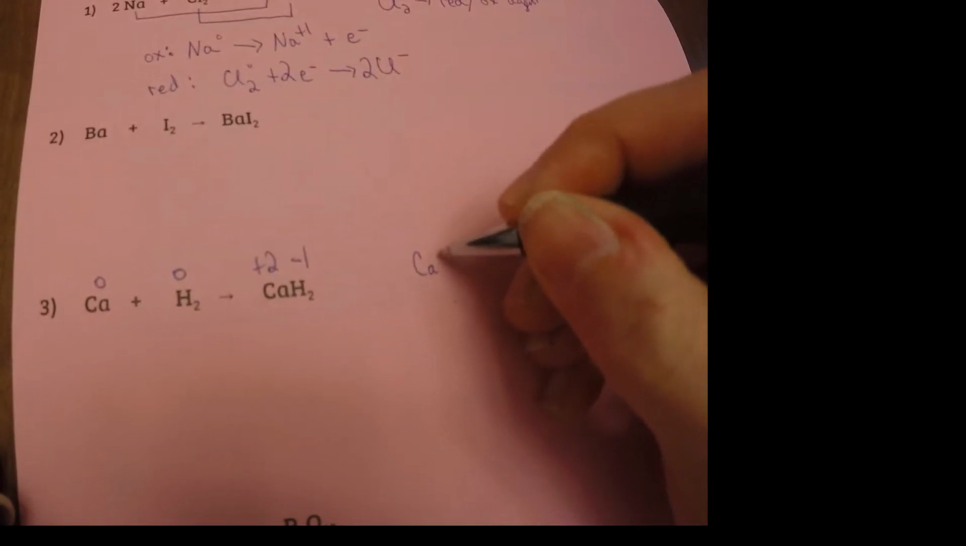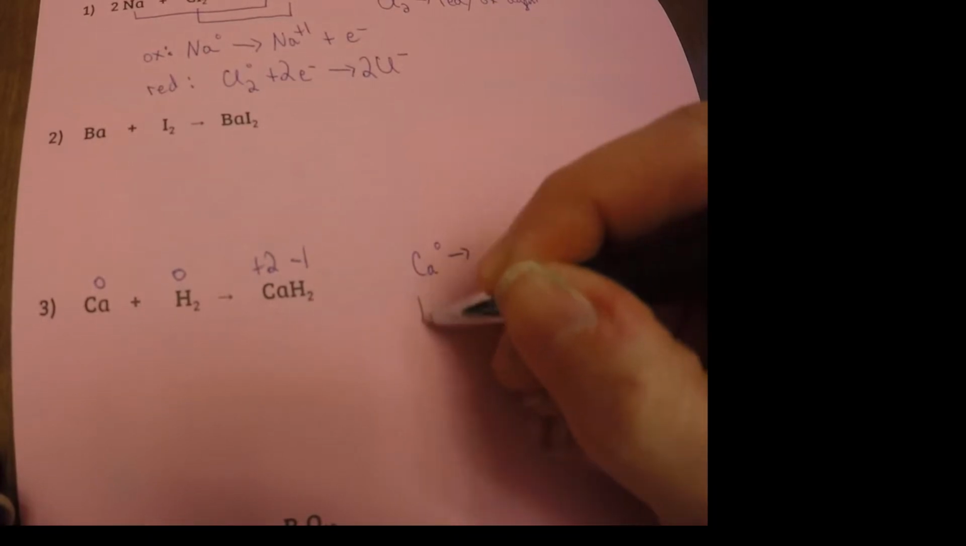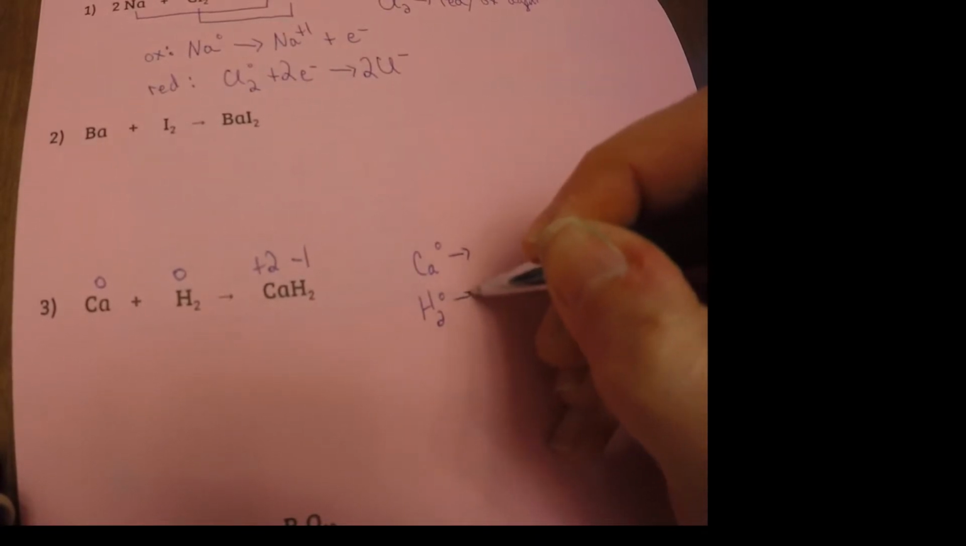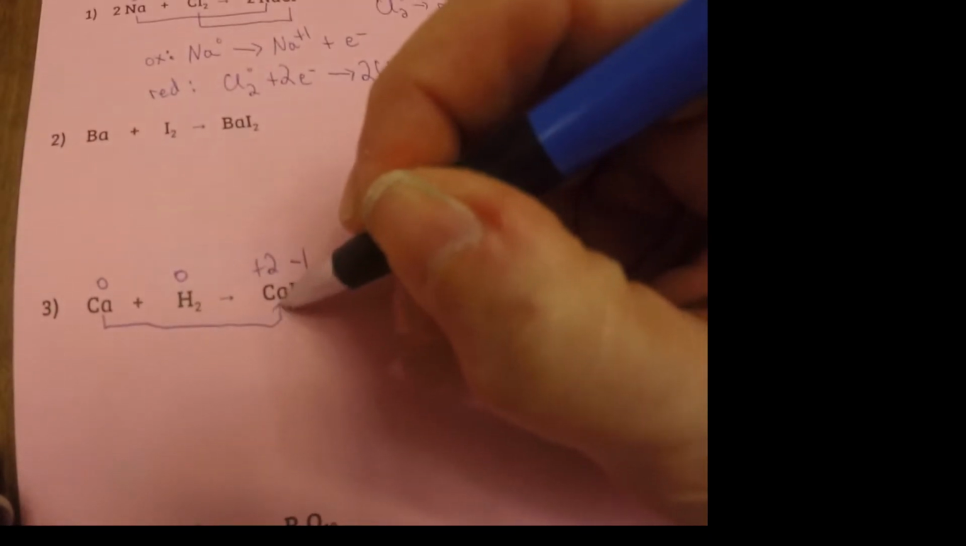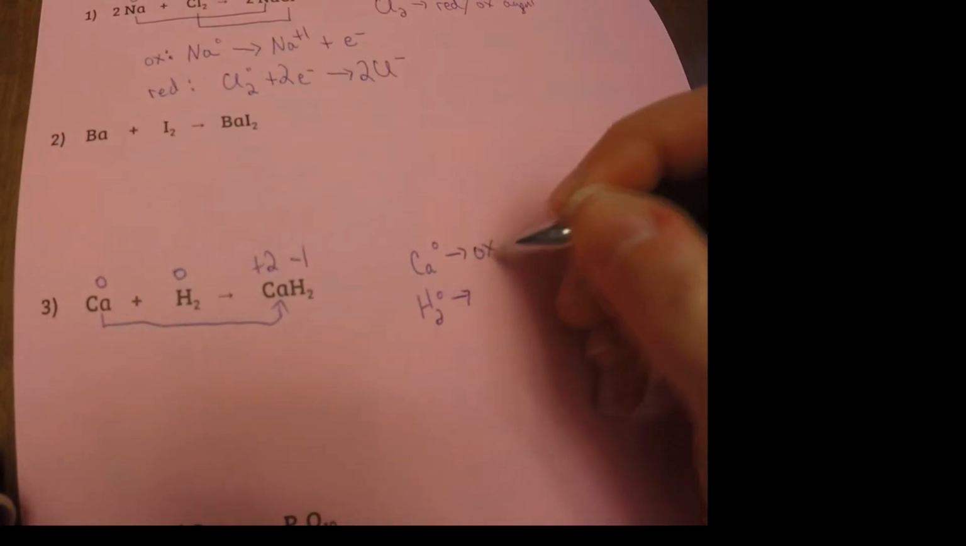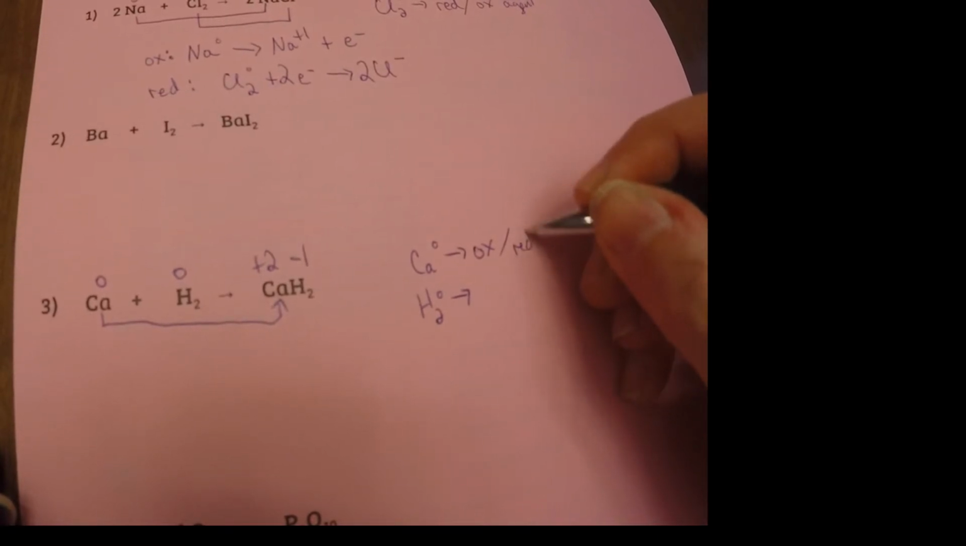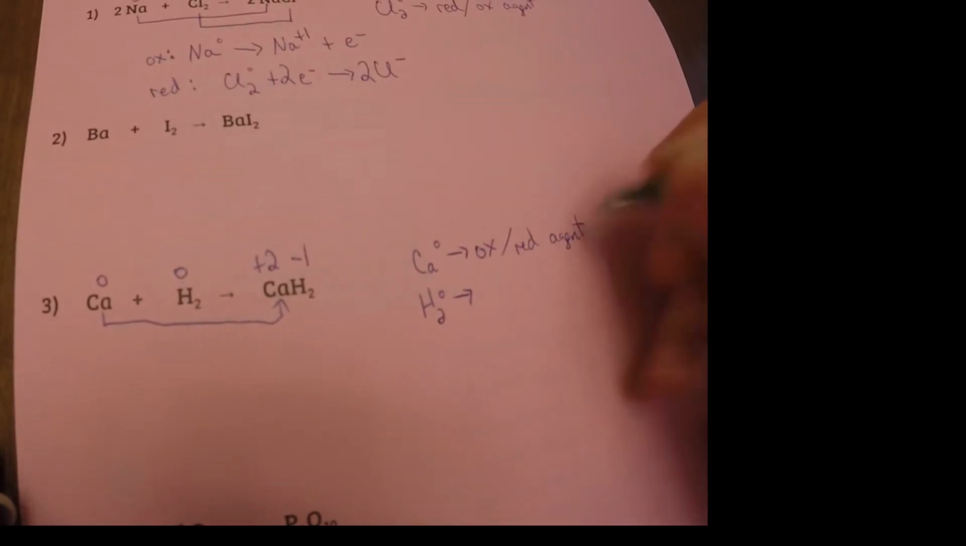So we know that calcium is doing something and the pure hydrogen is doing something. Calcium goes from 0 to +2. His number goes up, so he's being oxidized, which makes him the reducing agent.